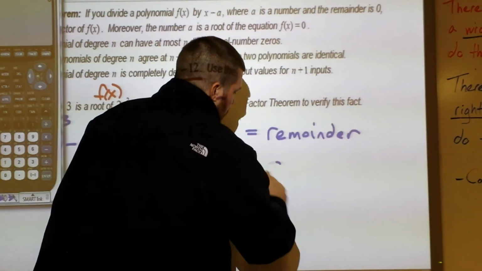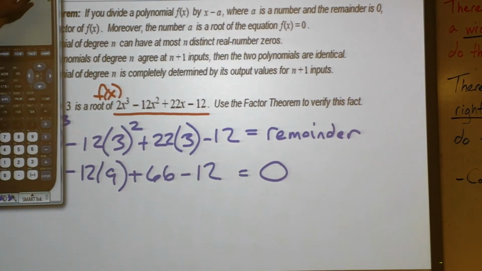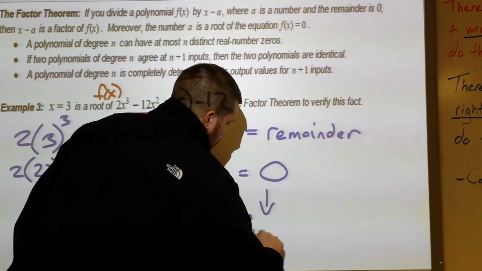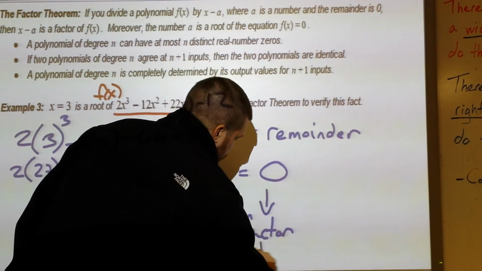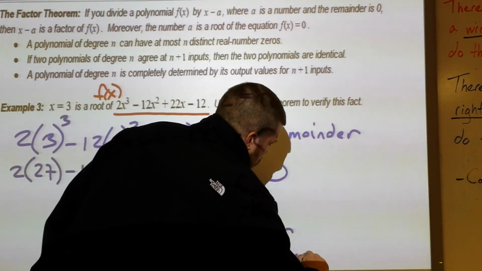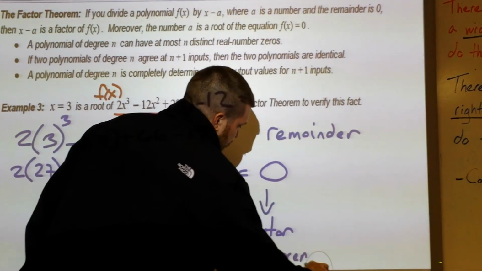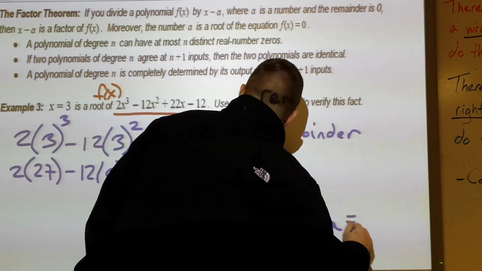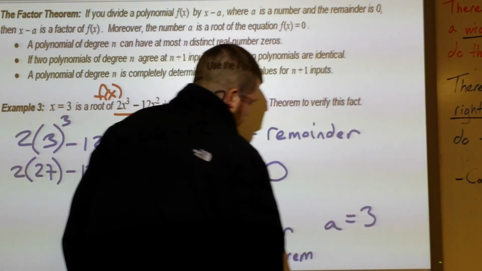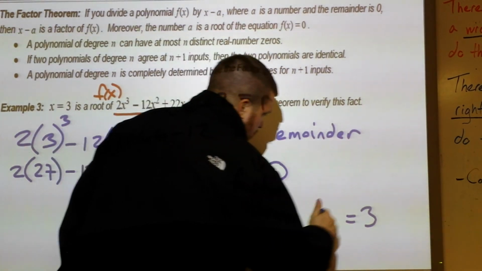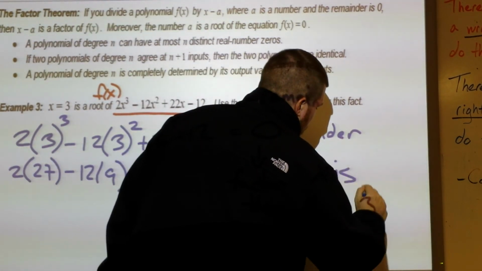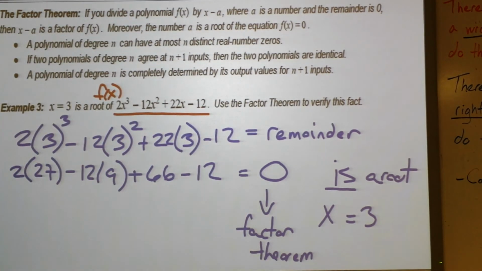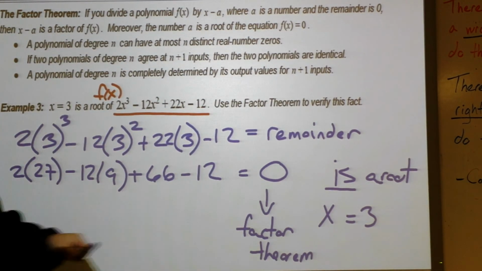So that means the remainder is 0. So since the remainder is 0, then by the factor theorem, that means a equals 3, x equals 3, is a root, which is exactly what we were trying to verify in this problem. And that's it for the factor theorem.